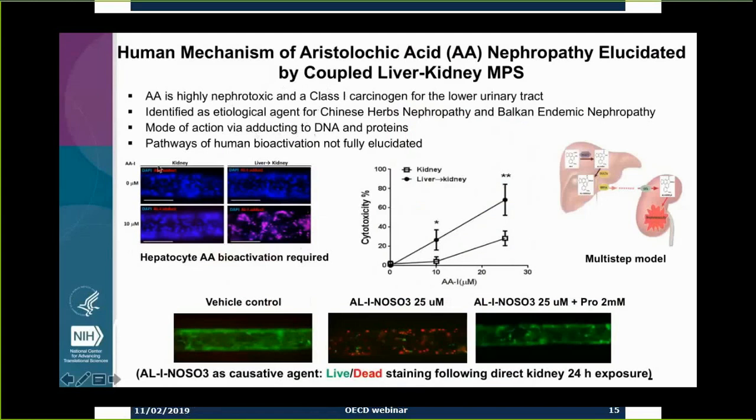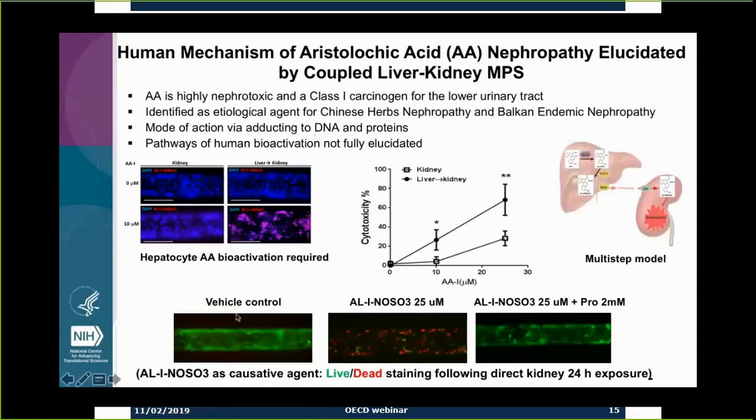So shown here, if the kidney on a chip was treated with aristolochic acid by itself, there's no toxicity detected. But when aristolochic acid is flowed through the liver and then into the kidney, then you see cell death happening in the proximal tubule of the kidney. And this is caused by the metabolite, which is the sulfated conjugated form of aristolochic acid, as shown here.